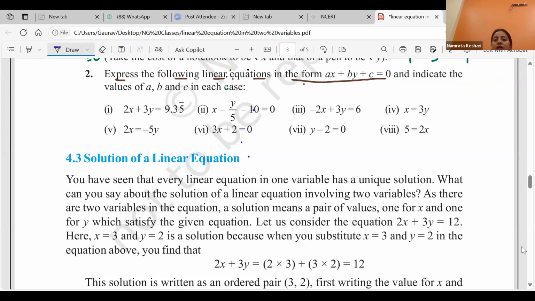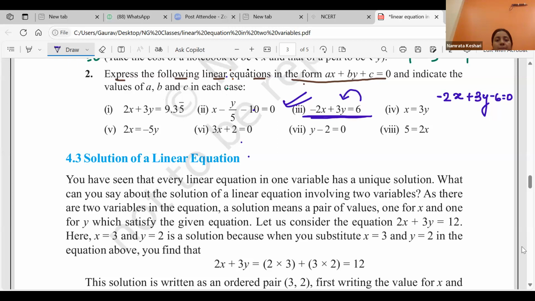Okay, let's do the next one. Minus 2x plus 3y is equal to 6, the third one. First, we will take this 6 to this side, and we will have minus 2x plus 3y minus 6 is equal to 0. Now the next part is what is A, what is B, what is C. So we can see our A is -2, our B is +3, and our C is -6, right?